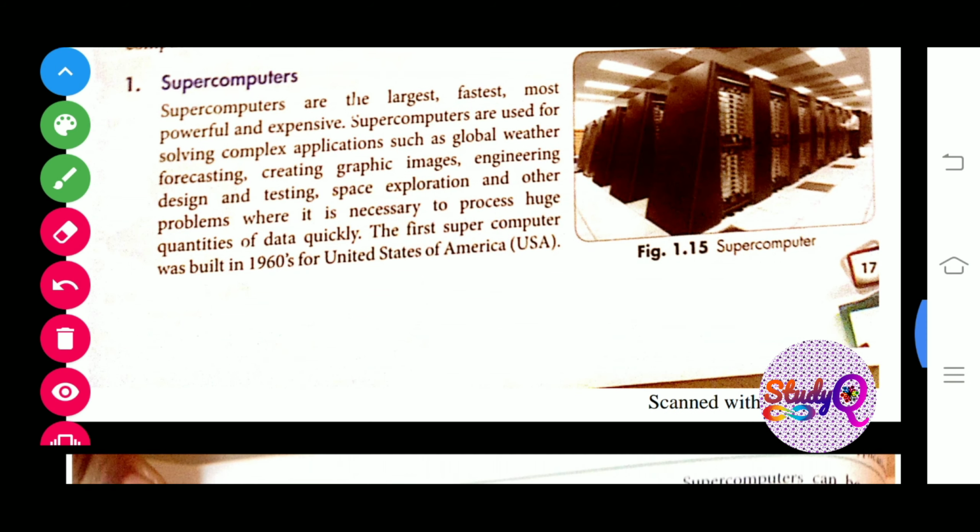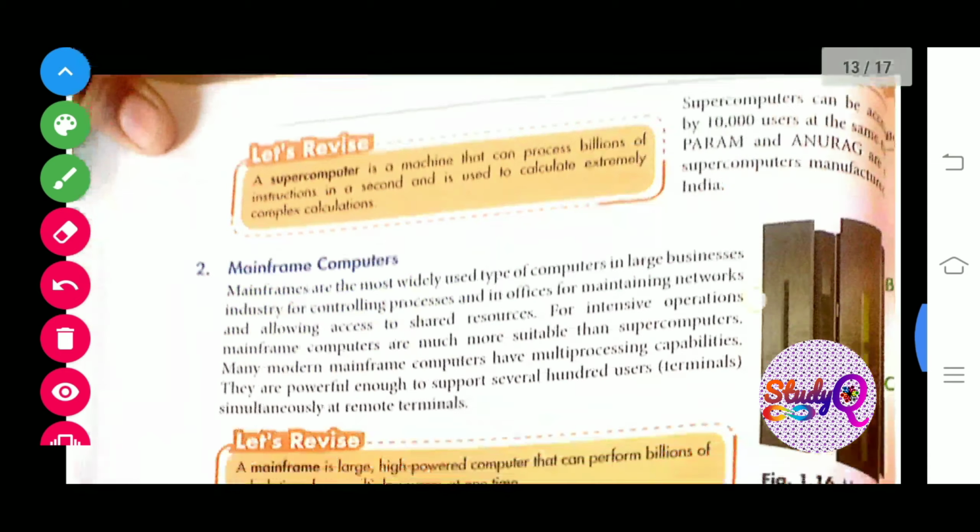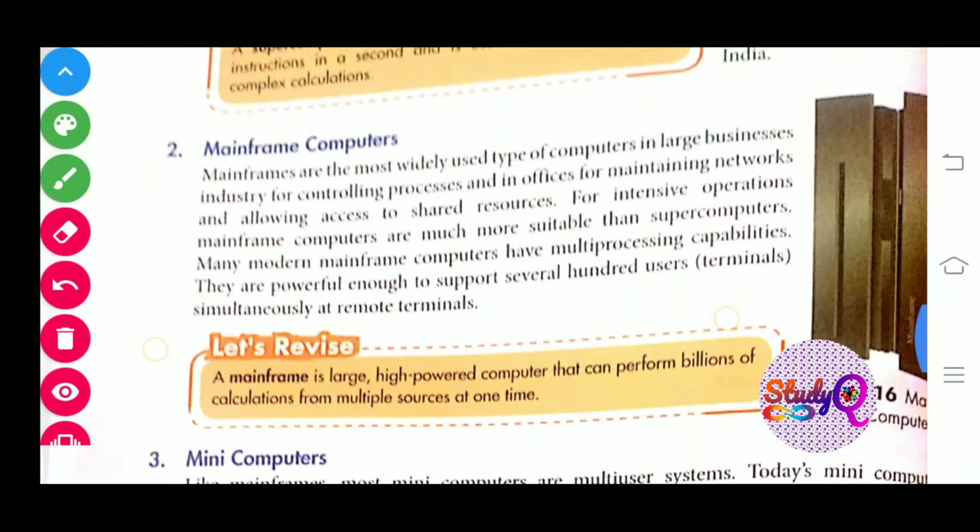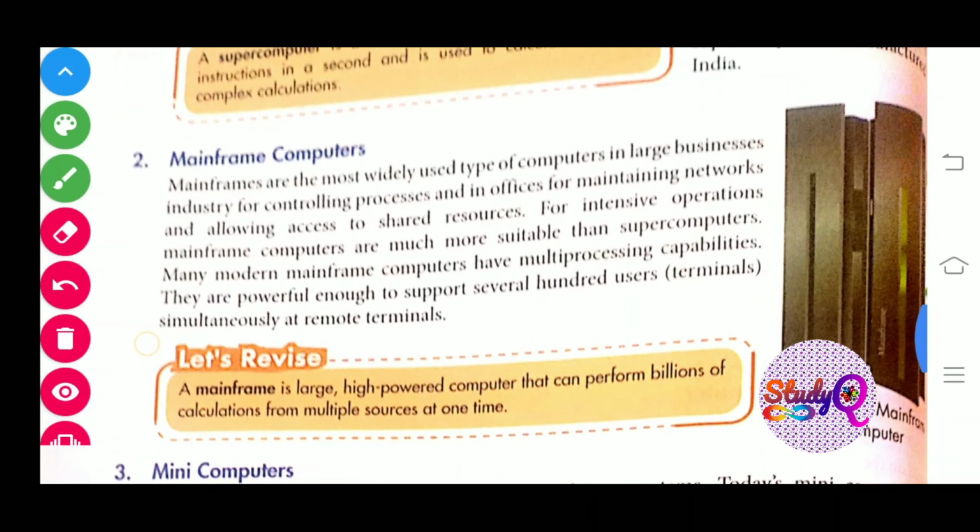Okay, so students, you have to understand supercomputers are globally used to explore space, in weather forecasting, or in scientific research. Okay, so here we have to understand mainframes are the most widely used type of computers in large businesses, in industry for controlling processes, and in offices for maintaining networks and allowing access to shared resources. So these mainframe computers are used in offices and many more places.